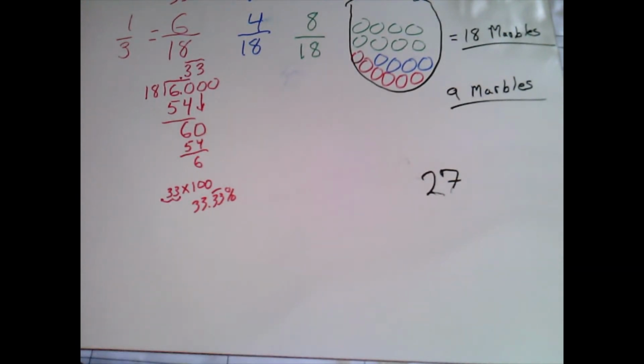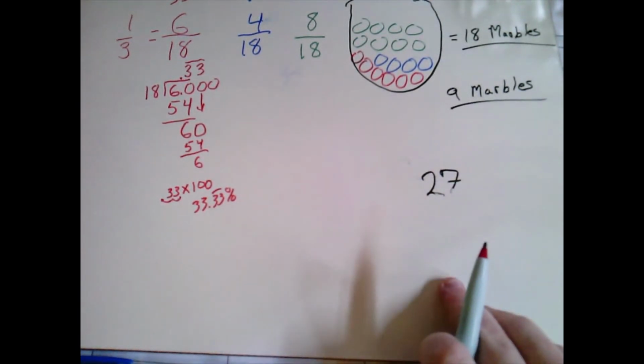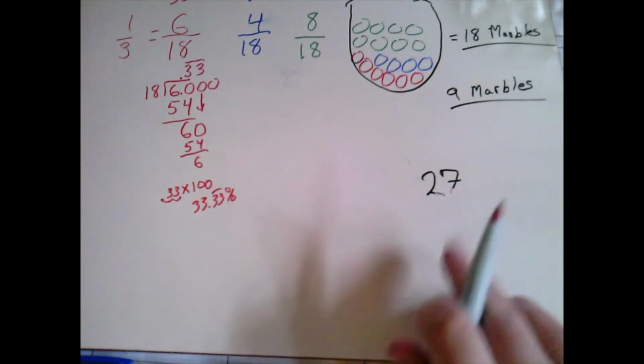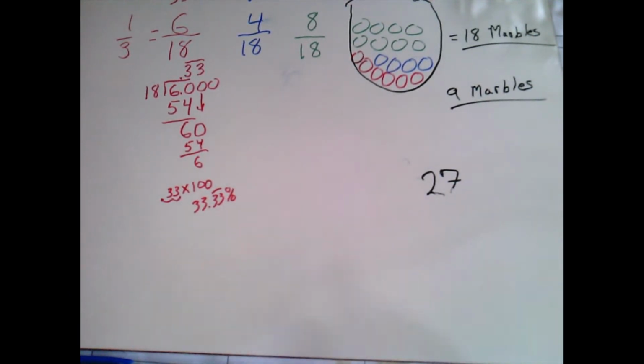All right, so let's talk about how to solve this problem. Let's do it step by step. Let's start with the 6 out of 18 of the marbles in the bag are red. All right, and we want to increase that 6 to some number such that the total number of marbles in the bag are 27, but the percent chance of getting a red marble remains the same.